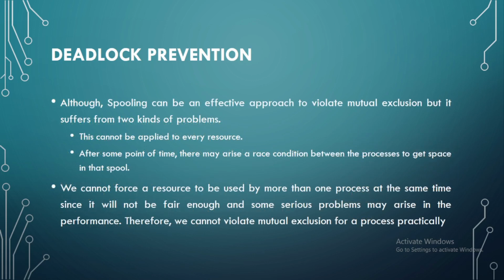But although spooling can be an effective approach to violate mutual exclusion, it suffers from two kinds of problems. This cannot be applied to every resource just like a printer. After some point of time, there may arise a race condition between the processes to get space in that spool. We cannot force a resource to be used by more than one process at the same time, since it will not be fair enough and some serious problems may arise in the performance. Therefore, we cannot practically violate mutual exclusion.